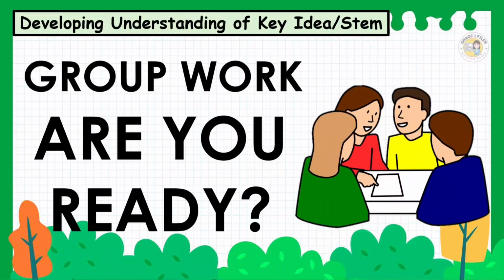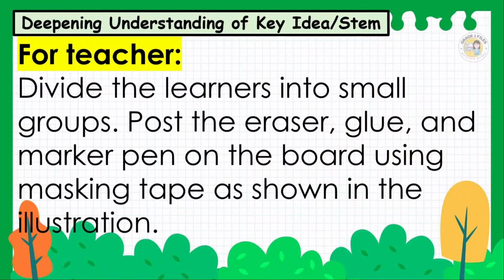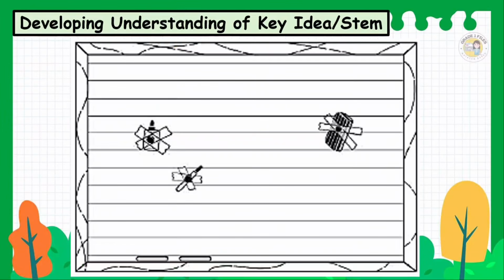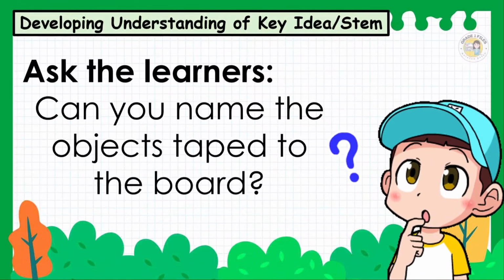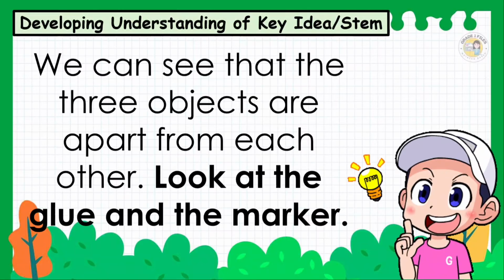Now let's have a group work. Are you ready? For teachers, divide the learners into small groups. Paste the eraser, glue, and marker pen on the board using masking tape as shown in the illustration. Can you name the objects taped to the board? We can see that the three objects are apart from each other. Look at the glue and the marker.